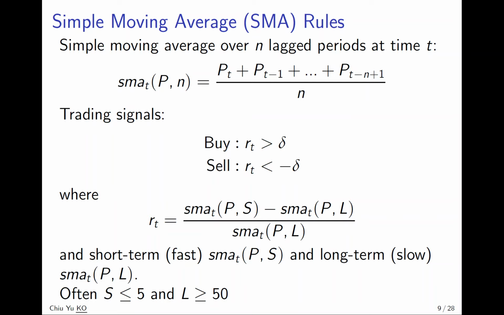So what does that mean? It means that if the shorter run, more recent prices, are much higher than the long run prices, then r_t will be positive and big. When it is bigger than a threshold, you buy. And if the more recent prices are lower than the distant average prices, then you would sell.